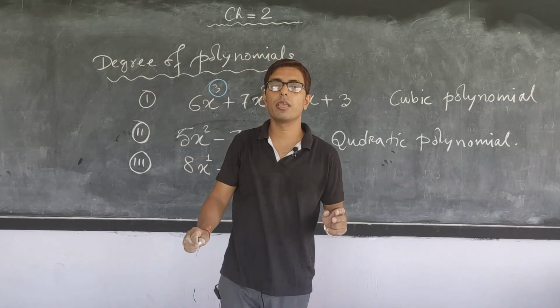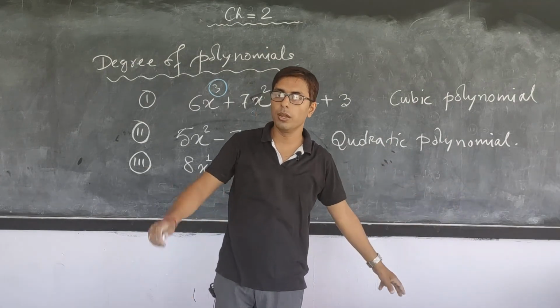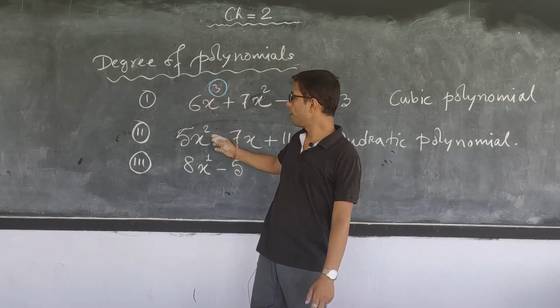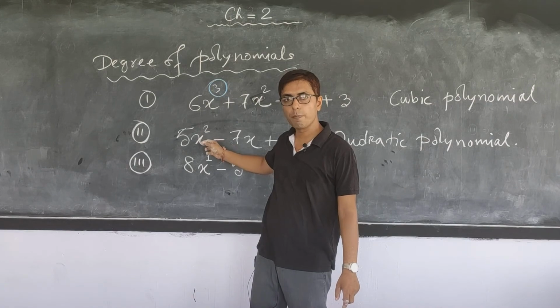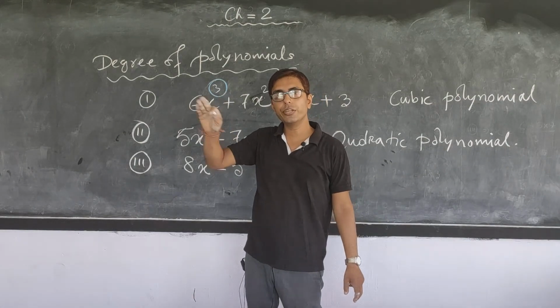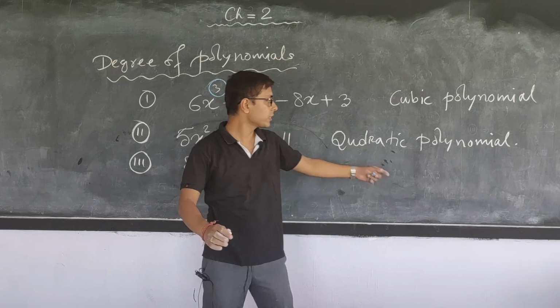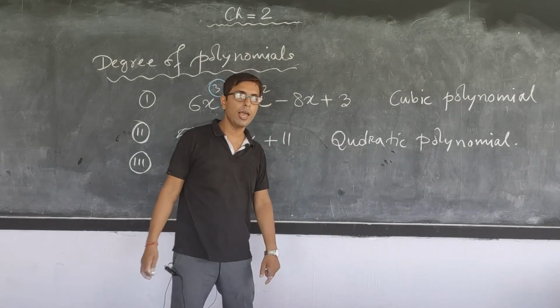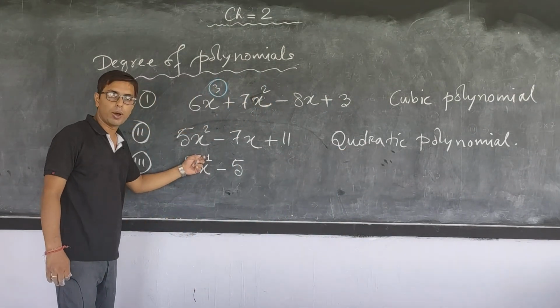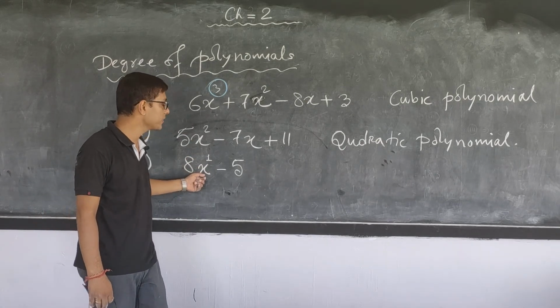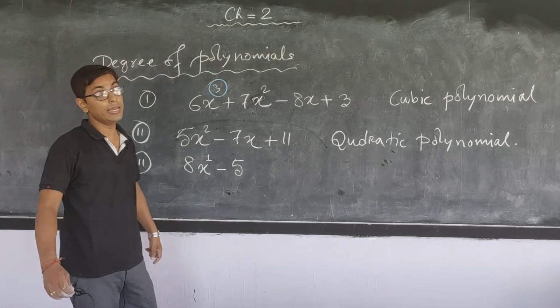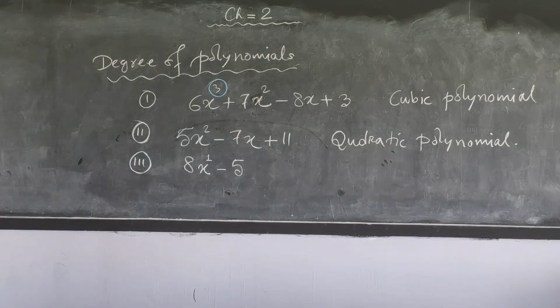If the power on the variable is 3, it is a cubic polynomial, degree is 3. If the maximum power on the variable is 2, that is called degree 2, then such polynomials are known as quadratic polynomials. And if the maximum power on the variable is 1, that means the degree of the given polynomial is 1, then such polynomials are known as linear polynomials. So hope you have understood the degree of the polynomials. Linear polynomial, then quadratic polynomial, and cubic polynomial.